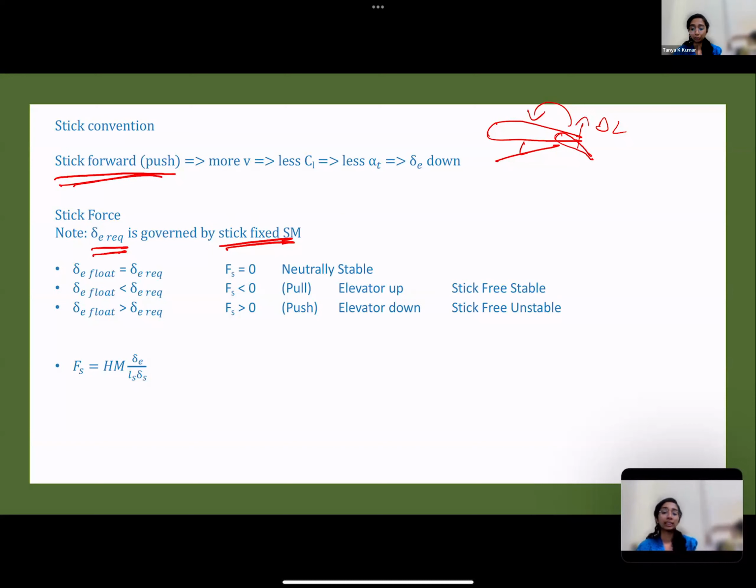Then stick force Fs is governed by this equation: Hm, delta E, Ls, delta S. Delta E is elevator deflection. Hm is hinge moment. What is Ls and delta S? I hope you've gone through the lectures, so you should know what Ls and delta S are. What are they?